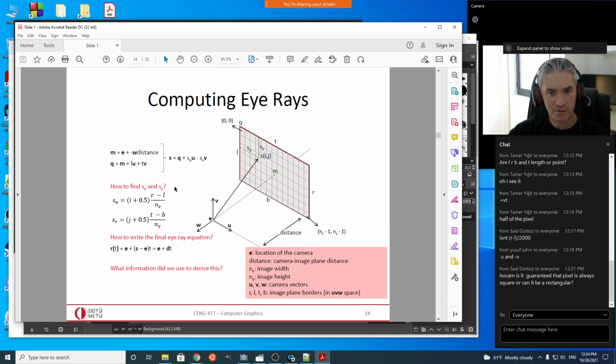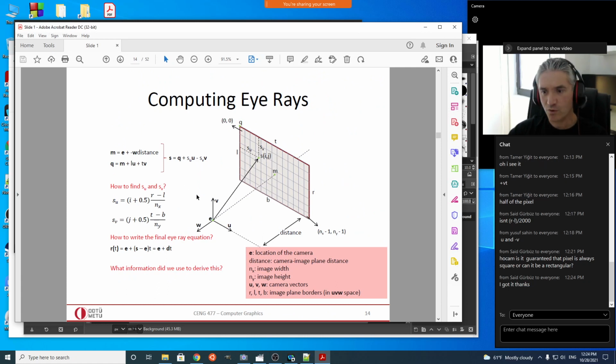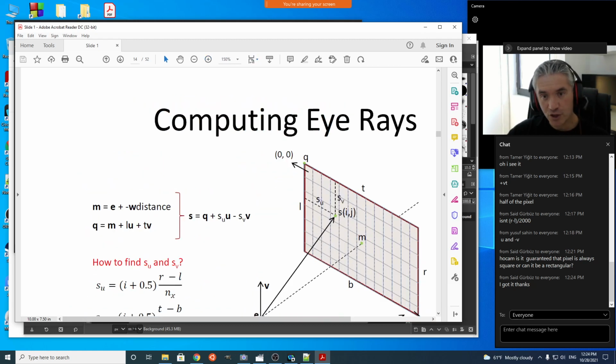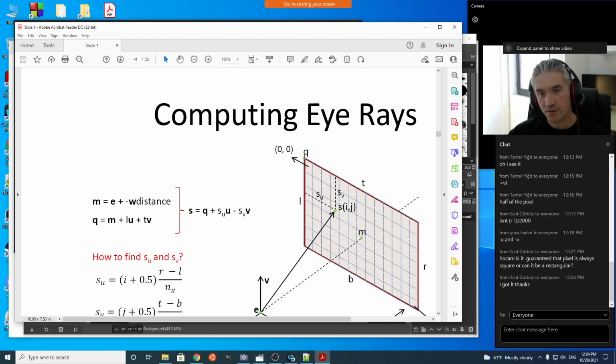So it looks like a different equation, more complicated. But is it really like that? Let's see. First of all, Q is this top left corner. Let me zoom in a little bit on this. Q is the top left of the image window, which is not equal to our center pixel. So Q is found exactly as we did it.